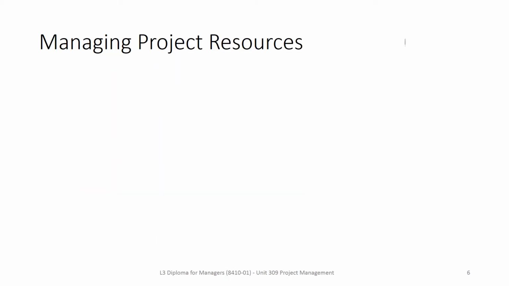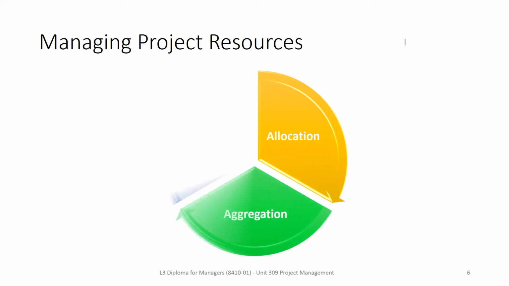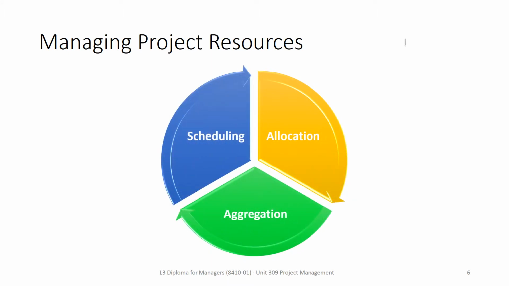And managing these resources nowadays often involves technology. We could be using resource management systems, but they are really just helping us to be systematic and to record and monitor the plans. And yeah, they're great, especially for the larger projects. But it really comes down to the project manager having a handle on three things. The first is allocation of resources. The second is aggregation of resources. And the third is effective scheduling.